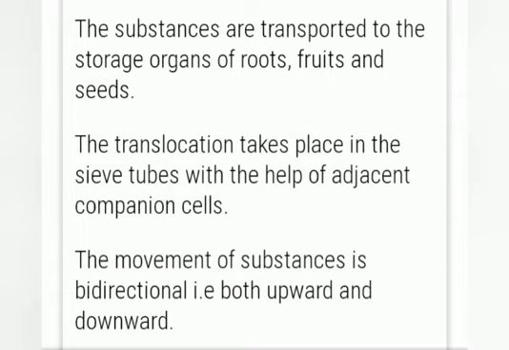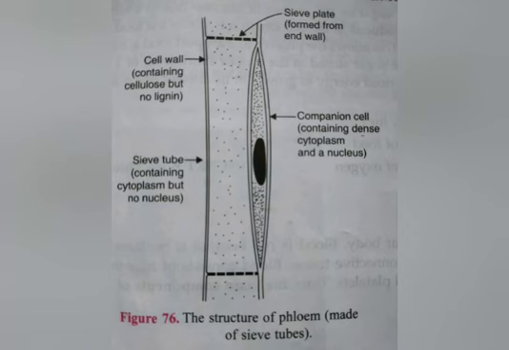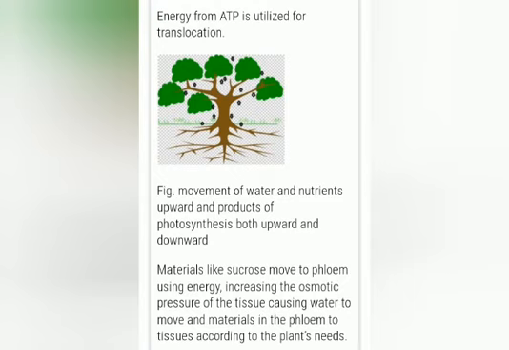The translocation takes place with the help of adjacent companion cells. The movement of the food particles is bidirectional, that is, both upward and downward. For example, when the buds grow, they need more energy. So the energy and sugar which are stored in the root or stem would be transported to the buds, as sugar is an energy giving molecule. So this is how transportation occurs in plants.